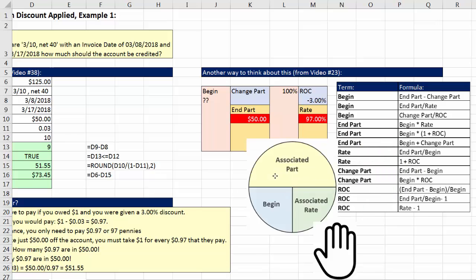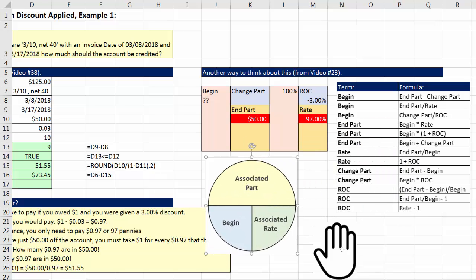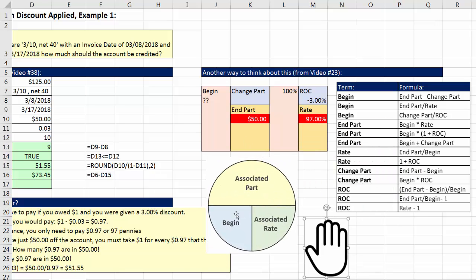Now we want to remind ourselves, what was our awesome trick? Anytime we have a begin amount and associated part and associated rate, remember, we have a change part, that's the amount it goes down, the rate of change, that's the percentage change downward. Then we have a second part, the end part and the rate. That's what it means by associated part and associated rate. So since we have end part and rate, those are associated with each other.